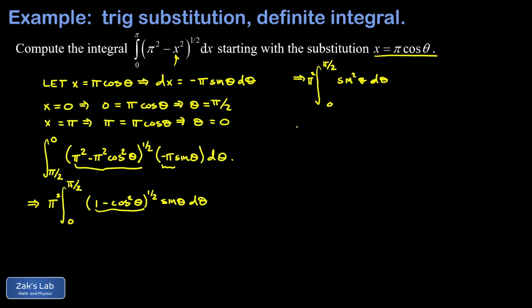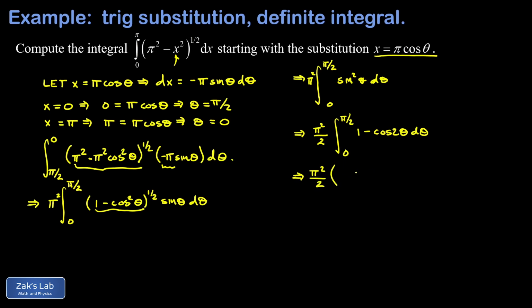And this is a classic trig integral. When I see the square of the sine function, I need to use an identity on this. Sine squared is 1/2 times the quantity 1 minus cosine of 2 theta. So there's a 1/2 in front of that identity. I'm going to pull that out in front of the entire integral. So I have pi squared over 2, integral from 0 to pi over 2 of 1 minus cosine of 2 theta d theta.